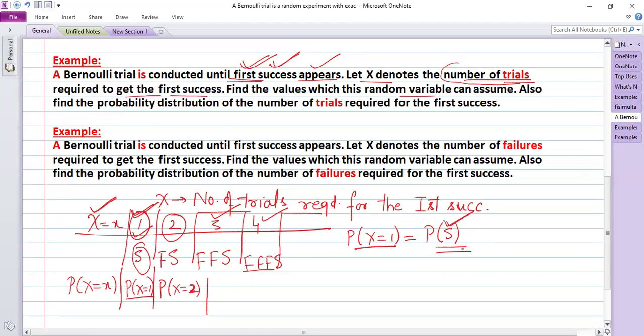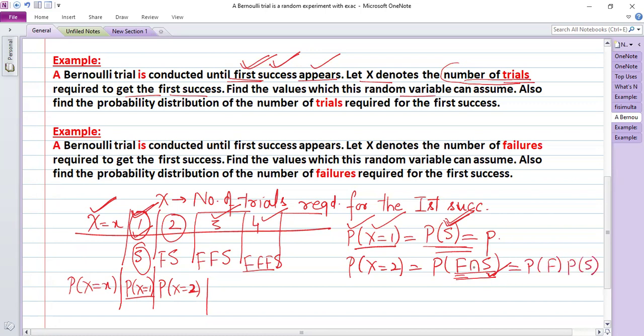So what is the meaning of this? Probability of X equal to 1 means we conducted the trial for the first time, and the first time we got success, and obviously we stop. Now, what is the probability of this success in a single trial? That is P. Now, what is the probability of X equal to 2? This is nothing but probability of F and S. Means in the first trial, I got failure, and in the second trial, I got success, and then after that, I stop. And this is nothing but probability of F into probability of S.